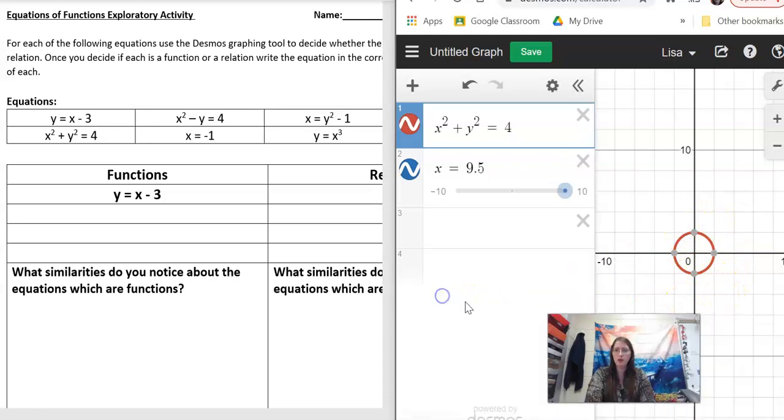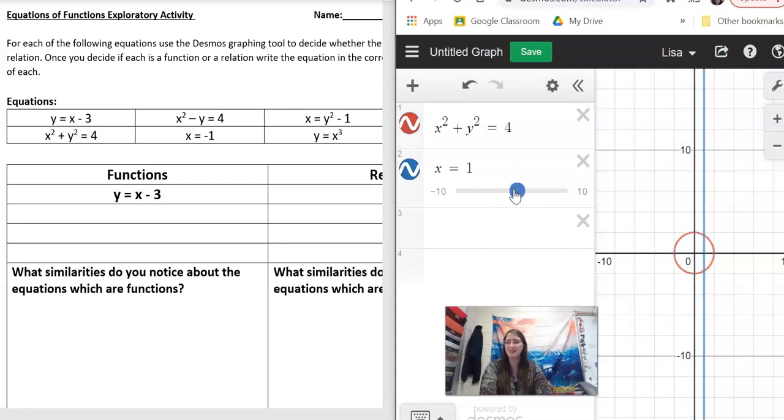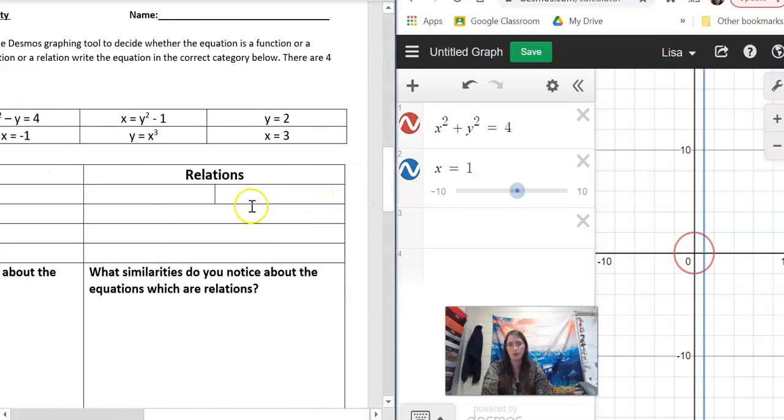All right, so again, if I were to take my vertical line and pass it over it, you'll notice it's going to hit it more than once at some point. You see how the blue line is hitting the red circle more than once. Because it's hitting this circle more than once, that makes this not a function. So again, x squared plus y squared equals 4 is not a function, so I would put it under the relation side over here.